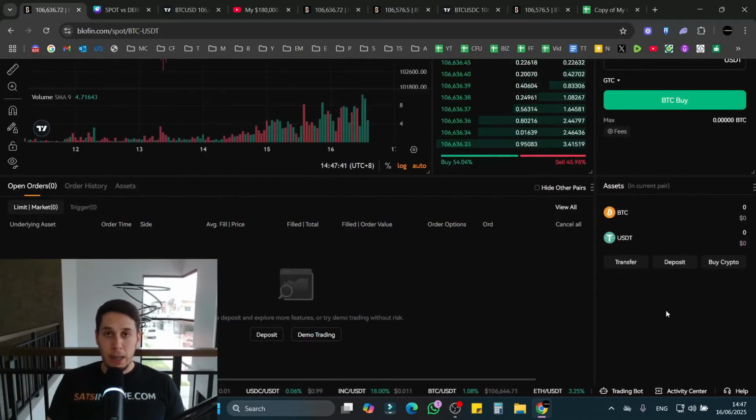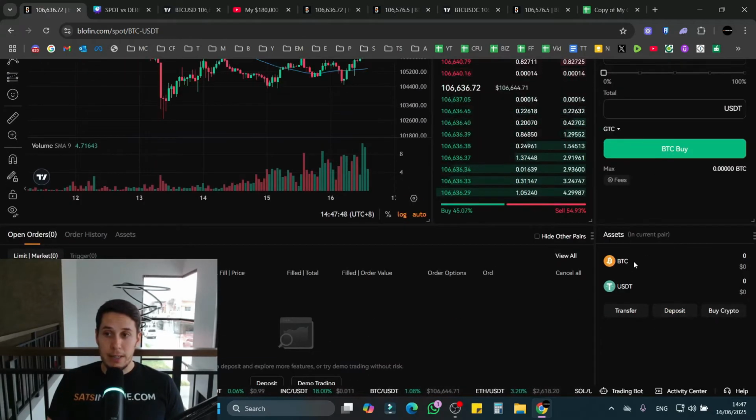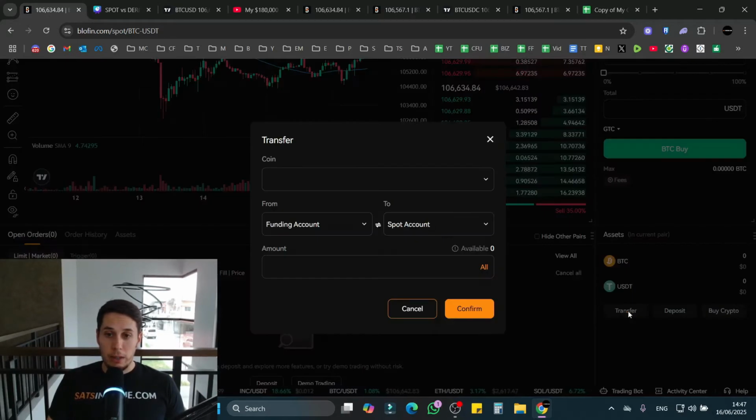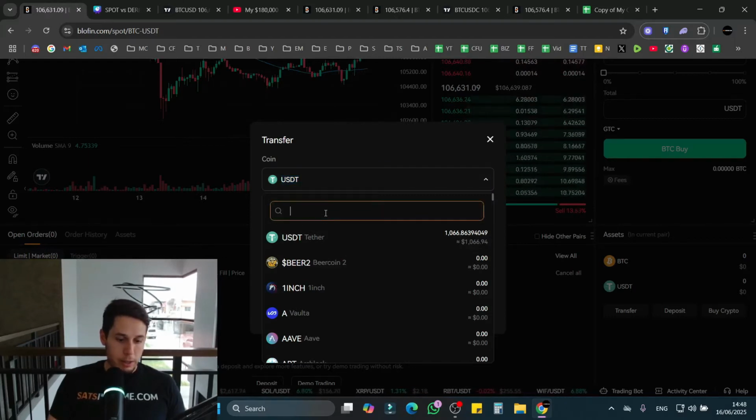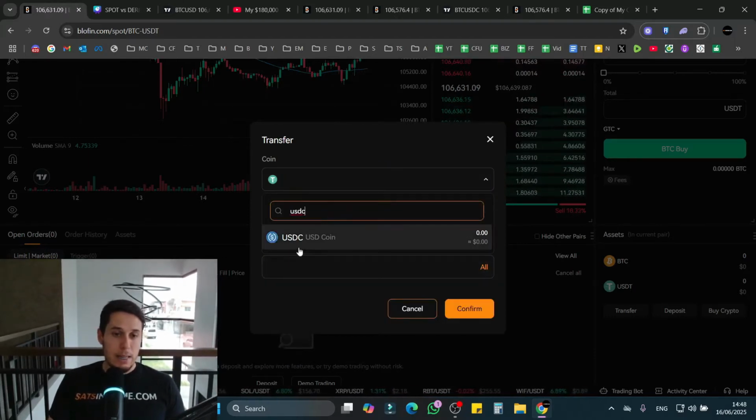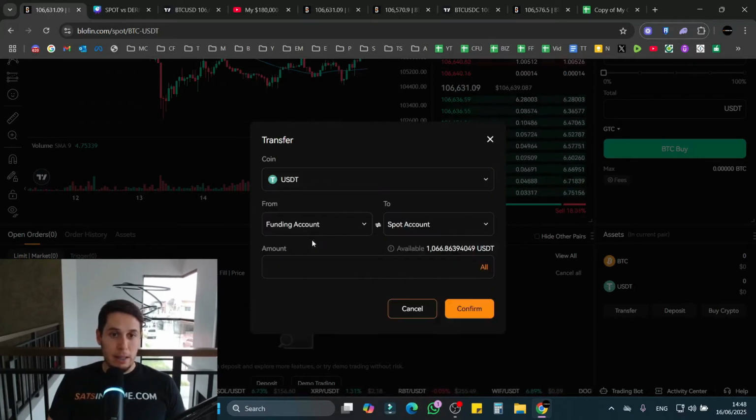So let's start with transferring capital, because that's the first thing that you have to do in order to start entering trades. You have to transfer funds. At the moment you can see that we don't really have anything right here, so I'm going to click on transfer, and we're going to transfer USDT. If you want to transfer something else, you're going to select it from the menu right here. Let's say that you have USDC instead of USDT, then you're going to select USDC. In this case I have USDT, so we're going to transfer it from the funding account, where the funds arrive when you deposit from another exchange to your BloFin account, to the spot account.